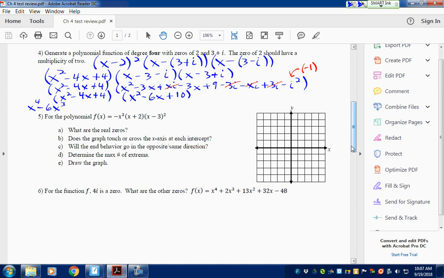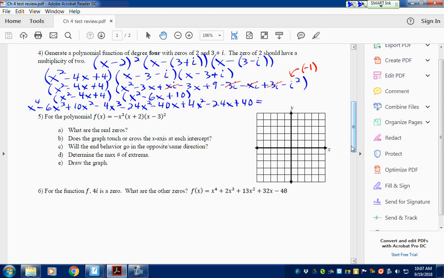X squared and 10 is 10x squared. Minus 4x to the third, x squared, minus 24x squared. And then negative 4x times 10 is minus 40x. Now move to the 4. Plus 4x squared minus 24x plus 40.